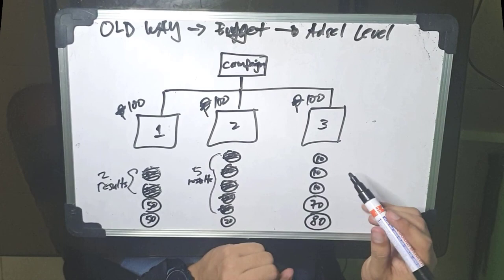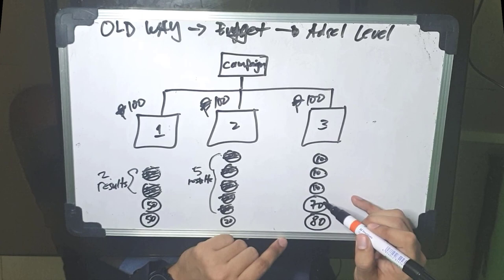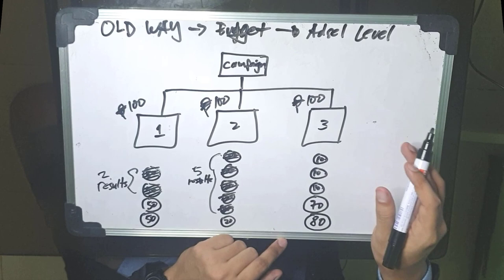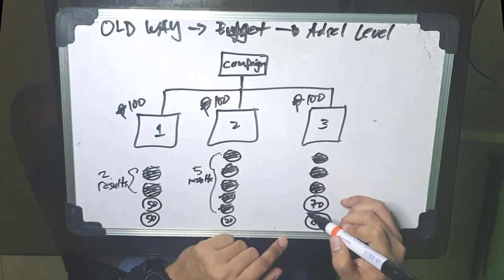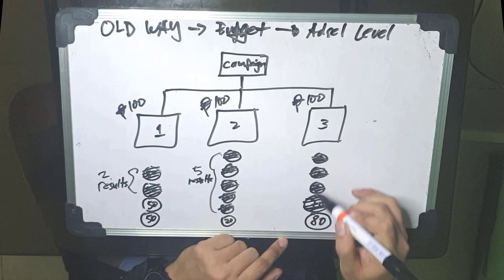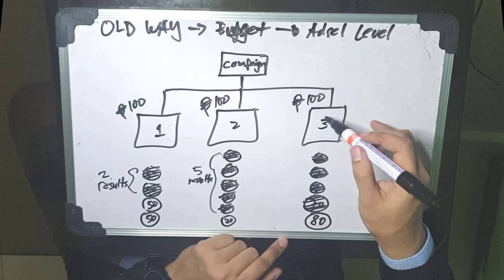So sa third naman, sa third ad set, you have 5 available opportunities. 10 pesos, 10 pesos, 10 pesos, and then 70 and 80 pesos. So, sa 100 pesos na daily budget mo, how many opportunities can it afford? So, ito. Pwede to, 10 pesos, so 90 pesos na lang. Ito, 80 pesos na lang natira, and then bibilhin mo to. So, 70 pesos na lang. O may natira pang isang opportunity. So, ang mangyayari, at the end of the day, 70 plus 10 plus 10 plus 10, this is 100 pesos. So, you will spend 100 pesos daily budget for ad set number 3 and get 4 results.